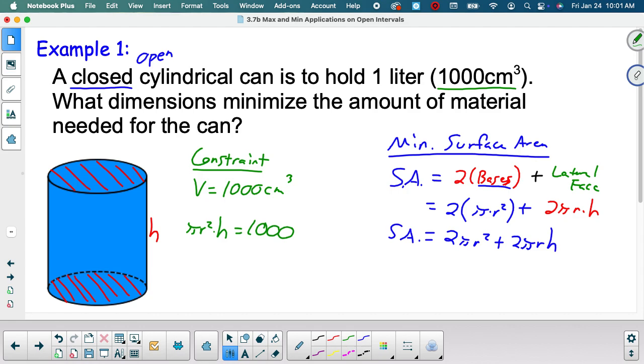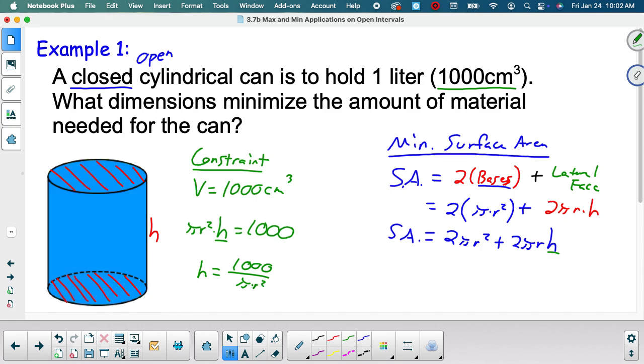As I look at this, it's probably going to be easier to solve for h. And as I look over here at my surface area equation, I probably want to solve for h here as well, because I only have to plug it in once. If I solve for r, I'd be plugging it in twice, r squared and r. So I want to solve for h because it's going to be simpler. So what is h equal based upon this constraint? Well, h is going to be 1,000 divided by pi r squared.